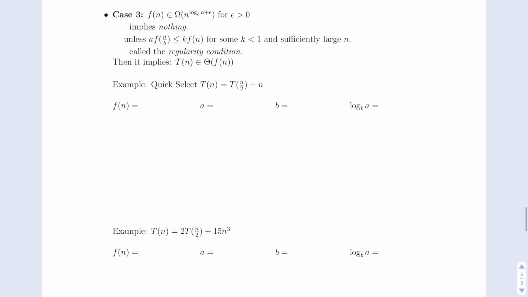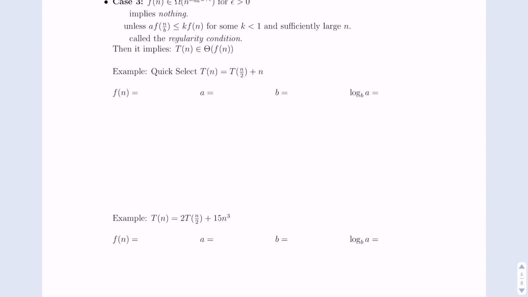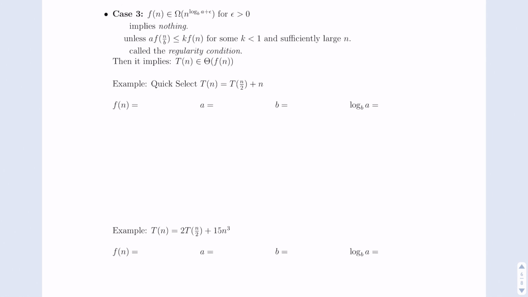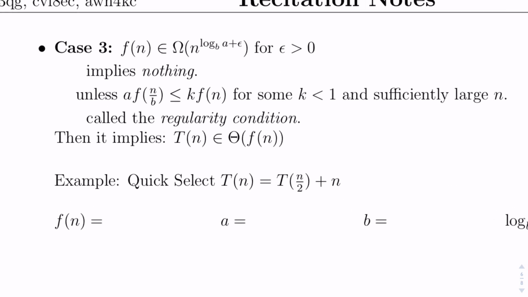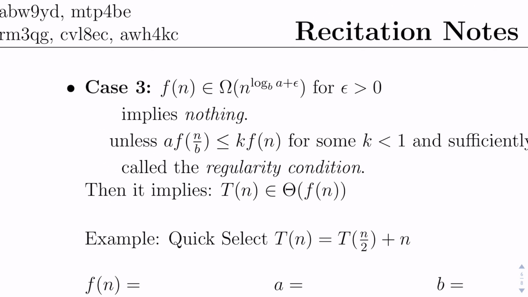Alright, that's case 3. Case 3 is definitely the hardest case. We're up to the greater than case, right? We did less than, equal to, now we're at the greater than. And so corresponding to greater than, we're going to use big omega. And you'll notice that the epsilon is back. This time it's plus epsilon. That's saying that f of n must grow even faster than n to the log base b of a by some polynomial amount, epsilon.